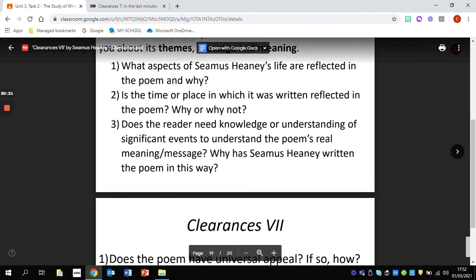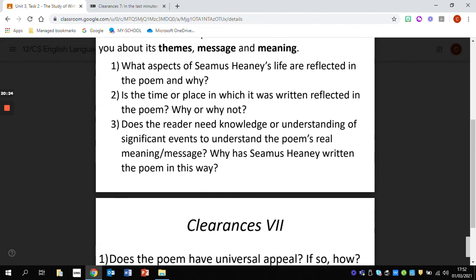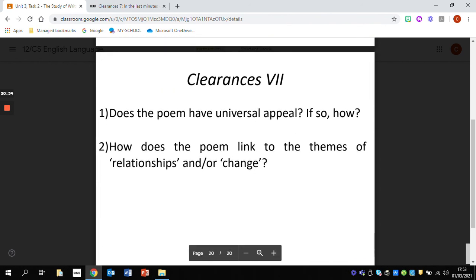Do you need to know anything about Heaney? Do you need to know about this woman? No, I don't think so. I think you could read this poem and appreciate it yourself, particularly if you're reading it with eyes of, you know, someone who has lost as well. Universal appeal, that's up to you to kind of suggest. I would argue that yes, it does, because it's quite open.